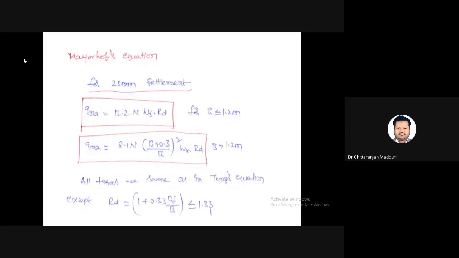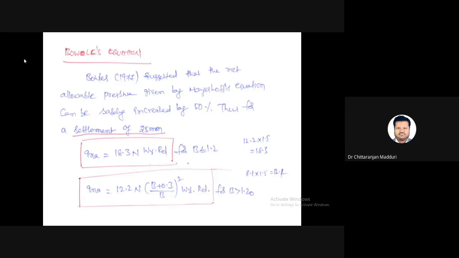All terms are the same as in Terzaghi and Peck's equation except Rd. The equation for Rd is changed by Meyerhof. The depth reduction factor is equal to 1 plus 0.33 into depth of the footing divided by width of the footing. It should be less than or equal to 1.33. The maximum value is 1.33; if it exceeds 1.33, you need to take the Rd value as 1.33.